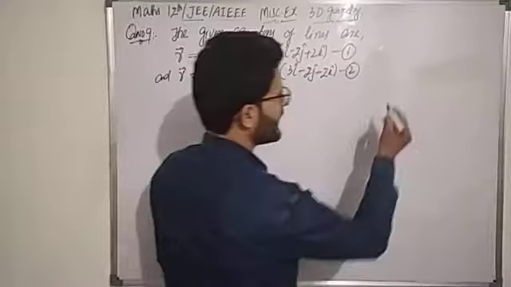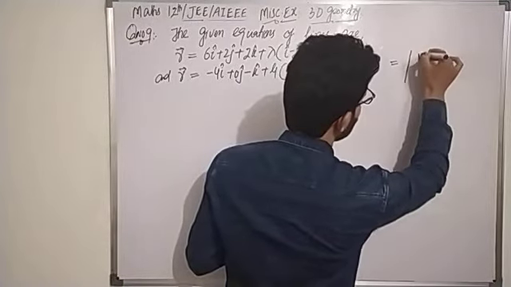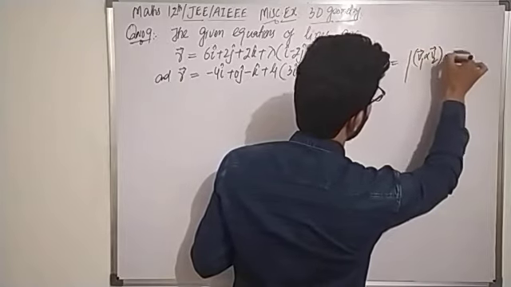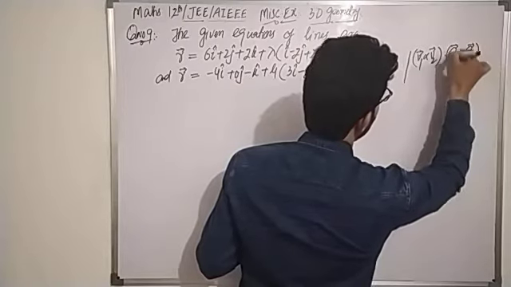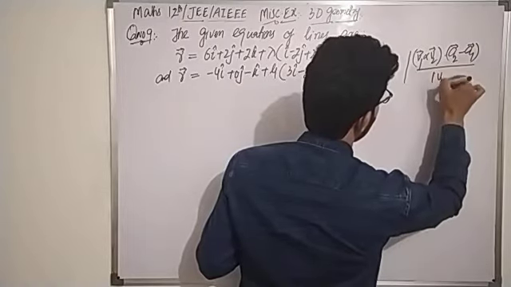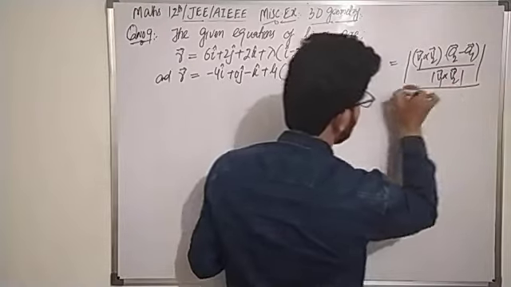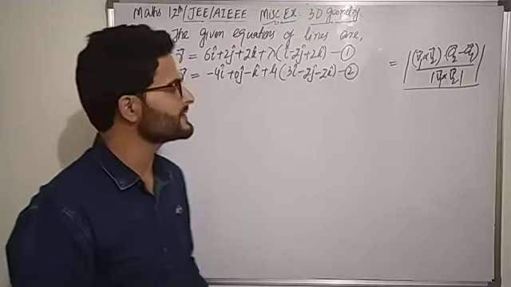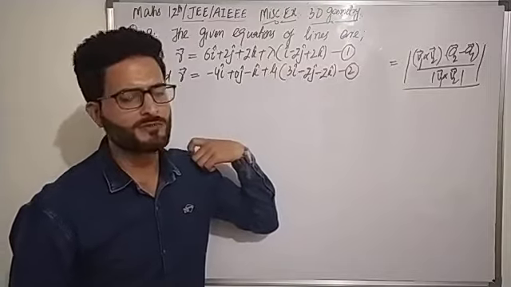The formula for obtaining the shortest distance, we know, is the modulus of (v1 cross v2) dot (a2 minus a1), divided by the magnitude of v1 cross v2. This is the expression for calculating the shortest distance between two skew lines. So these two lines are skew lines and we have to find the shortest distance between them.